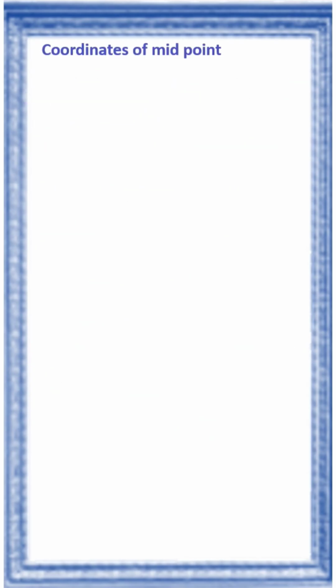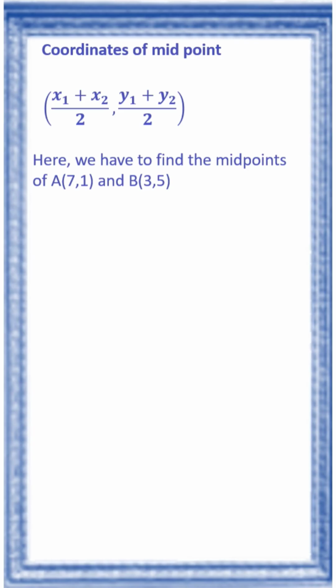How can we find the coordinates of the midpoint? Is there any special formula for it? Yes, there is a formula for the coordinates of the midpoint: (x1 plus x2) upon 2, comma, (y1 plus y2) by 2. Now we have to find the midpoint of A(7, 1) and B(3, 5). Here this one is x1, this one is y1, x2, y2. Now let us substitute the values. 7 plus 3 by 2 is the x coordinate, and 1 plus 5 by 2 is the y coordinate.